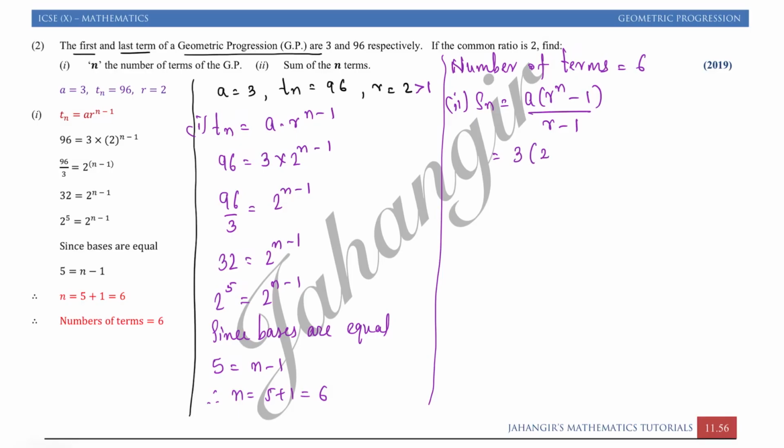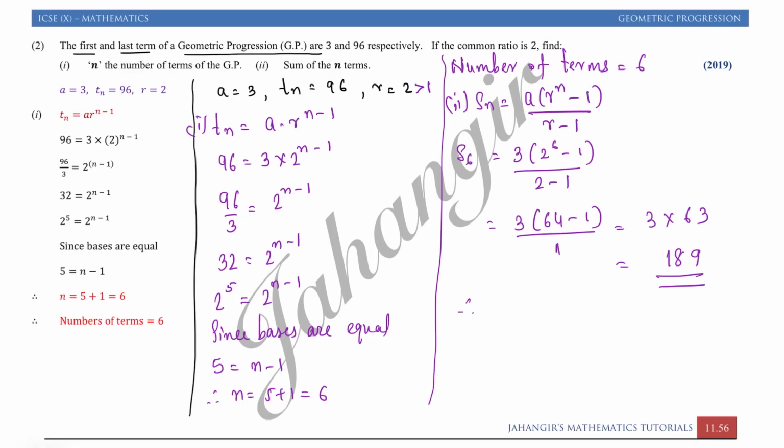r is 2, raised to n which is 6, minus 1, upon r minus 1, that is 2 minus 1. So 3, 2 raised to 6 is 64, minus 1, upon 2 minus 1 is 1. So 3 into 63, that is 3 3s are 9, 6 3s are 18. So the answer is 189. So therefore this is S6, so S6 is equal to 189.